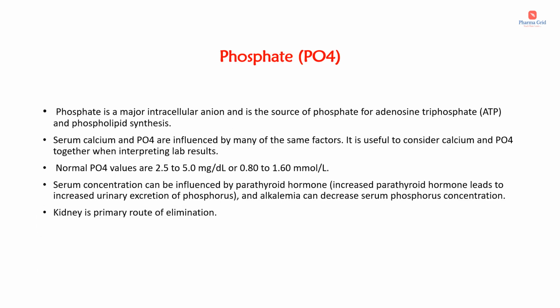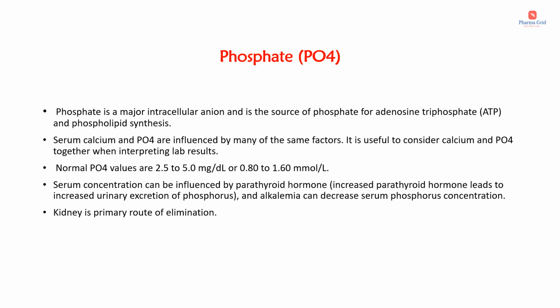Phosphate is a major intracellular anion and is the source of phosphate for adenosine triphosphate and phospholipid synthesis. Serum calcium and phosphate are influenced by many of the same factors. It is useful to consider calcium and phosphate together when interpreting lab results. As I have already mentioned, there is an inverse relationship between calcium and phosphate.